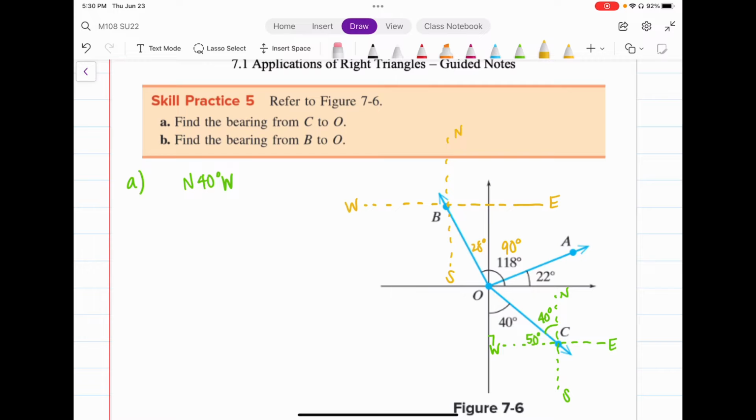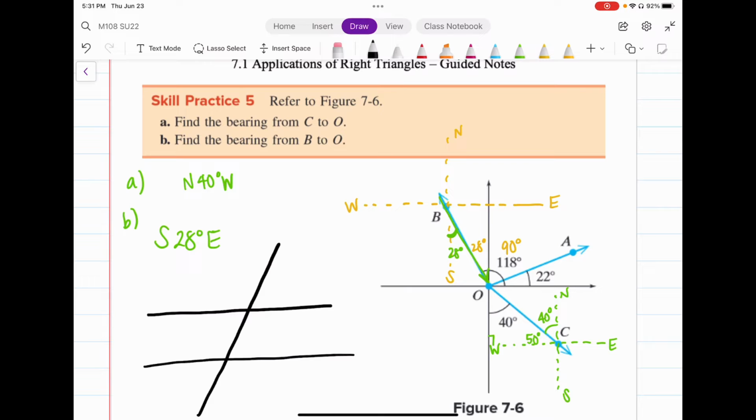So I want to know what the angle is from the north-south line here. What is that angle measurement that I'm talking about? Because I'm going from B to O. Again, these are alternate interior angles. This is also 28 degrees, but I am going south 28 degrees east because I am going from B down and to the right, which is southeast.